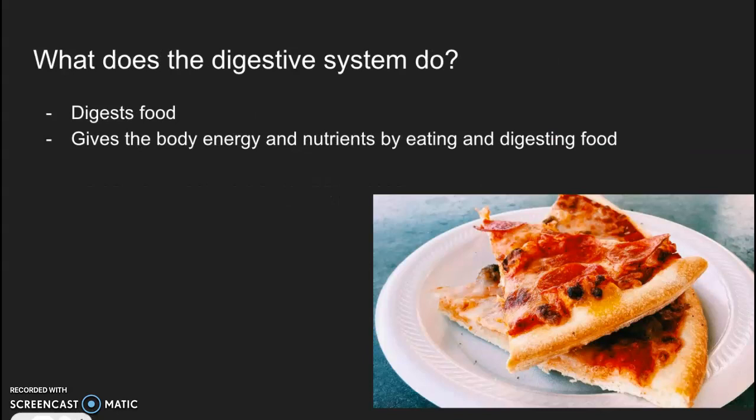Now, what does the digestive system do? So, the digestive system digests food, plain and simple. We eat food, and that food gets converted into energy. It gives the body energy and nutrients by eating and digesting food. So, if we were to eat this pizza, the carbs, sugars, and all of that protein would go into our body and get converted into energy or be stored for later use.